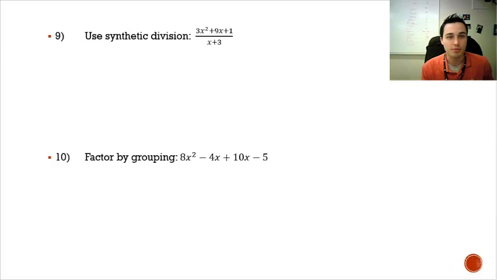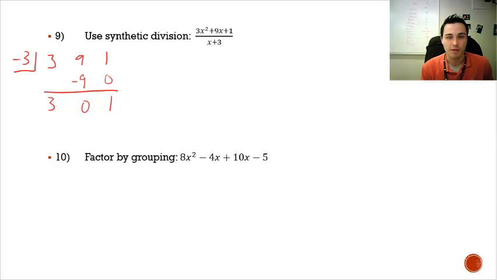Another synthetic, so pretty similar process here. In the corner box is a negative 3. Across the top will be 3, 9, and 1. There's no missing terms, so that's fine. Drop down the 3, multiplies negative 9. Combine that is 0, multiply is 0. Combine that is 1. And now I take this and write this as my answer.